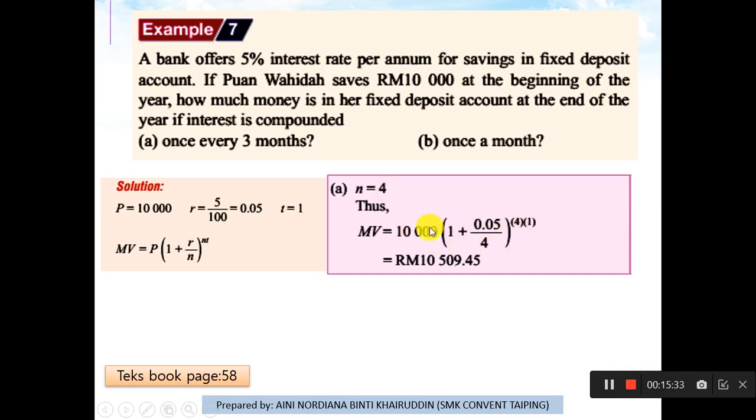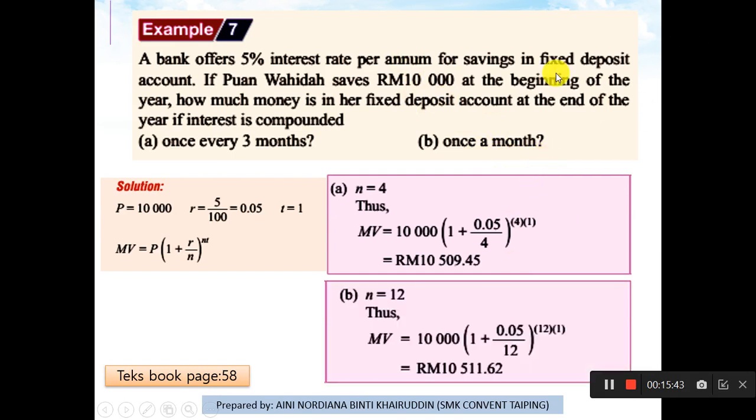So calculate this using calculator, you will get 10,509.45 ringgit. For B, once a month. So you have to divide 12 divided by 1. 12 divided by 1 is 12. So the answer will be 10,511 ringgit 62 cents.